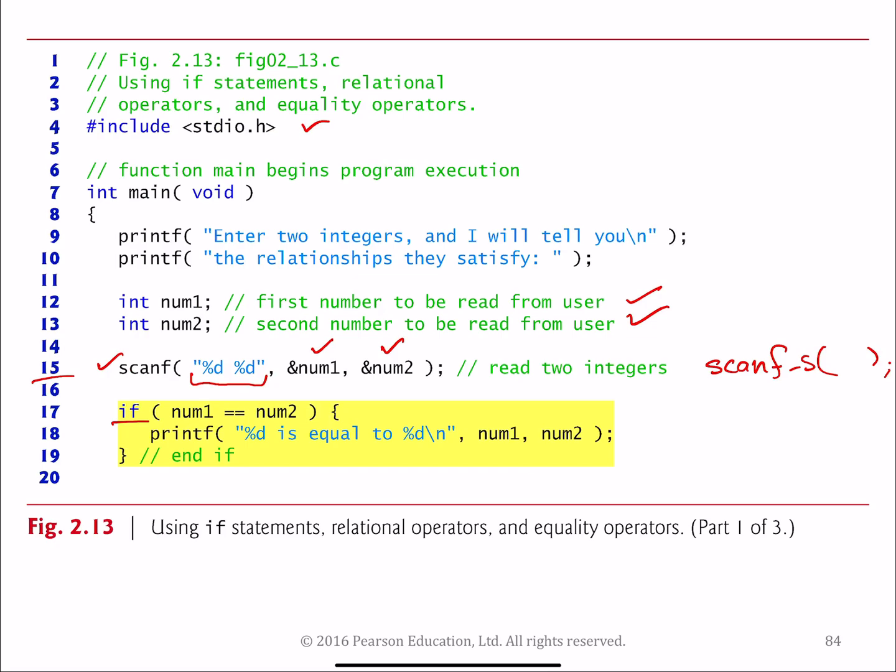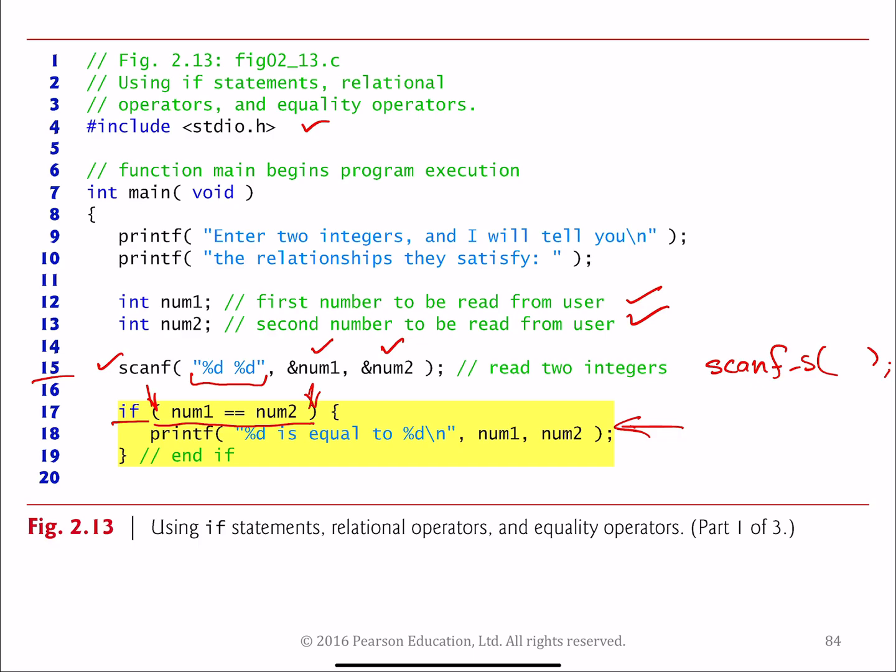So first, we're going to check if num1 and num2 are equal. And for that, we use the if statement followed by a condition that we put inside these parentheses, and we want to check if they're equal. So we use the comparison operator num1 == num2, and the lines of code that will or will not be executed depending on whether this condition is true or false is just a single line of code over here, a printf statement.